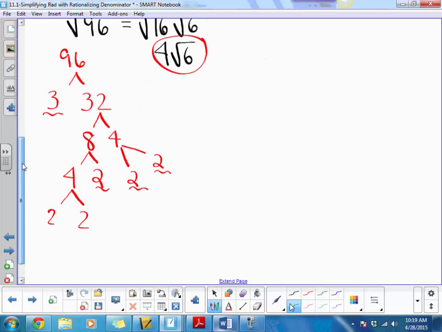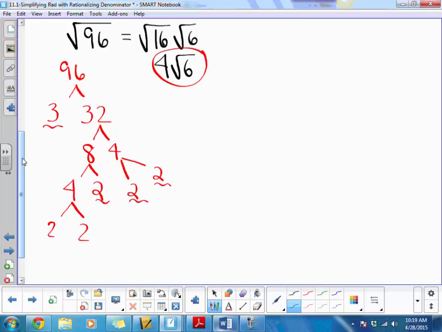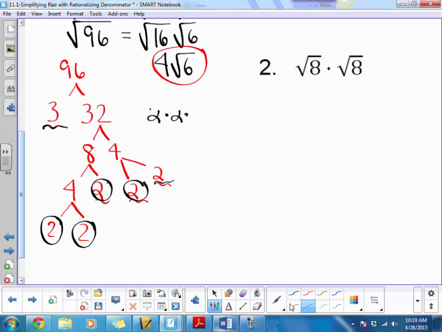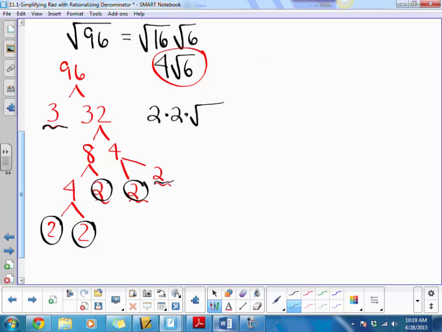So when I am simplifying radicals, since this is the square root, I need to find matching pairs of factors. So there is a pair of factors, 2 times 2, and here's another identical pair of factors, 2 times 2. These two factors, the 3 and the 2, are all by themselves. They cannot match. So I'm just going to put them underneath the radical. 2 times 2 is 4. So using the factor tree method, I get 4 root 6.